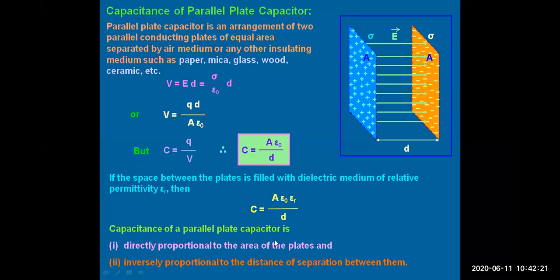This capacitance of a parallel plate capacitor will be directly proportional to the area of the plates, which is on top, in the numerator, and it will be inversely proportional to the distance of separation between the plates. So seeing your formula, you can write C is directly proportional to A and C is inversely proportional to D.